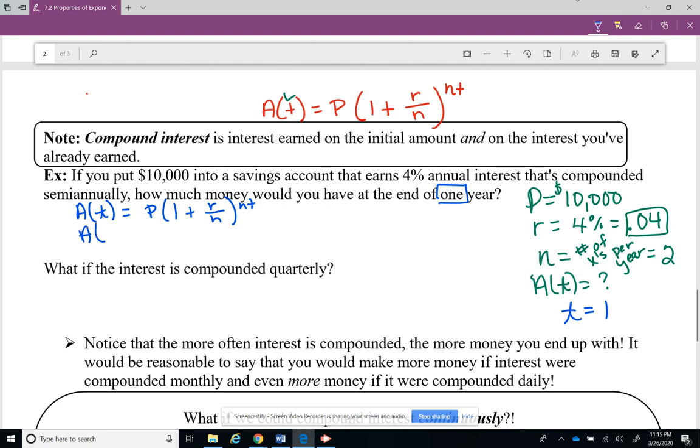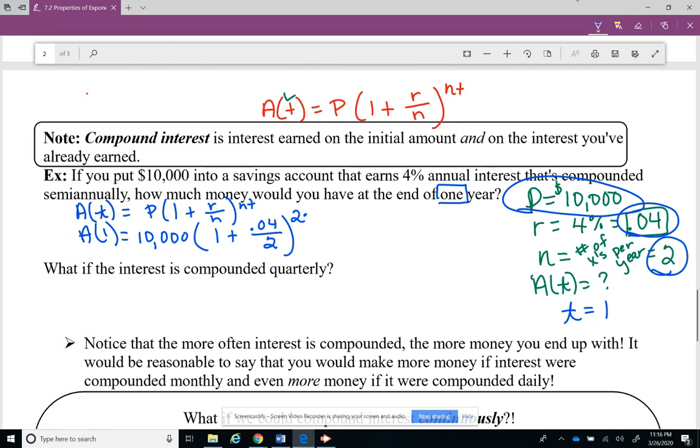So A of 1 equals the principal amount, which is 10,000, times 1 plus the rate, which is 0.04, over N, the number of times per year, which is 2, raised to the N, which is 2, times T, which is 1. So I'm just going to put a 2 there. But we multiplied the 2 times the 1 to get the 2.